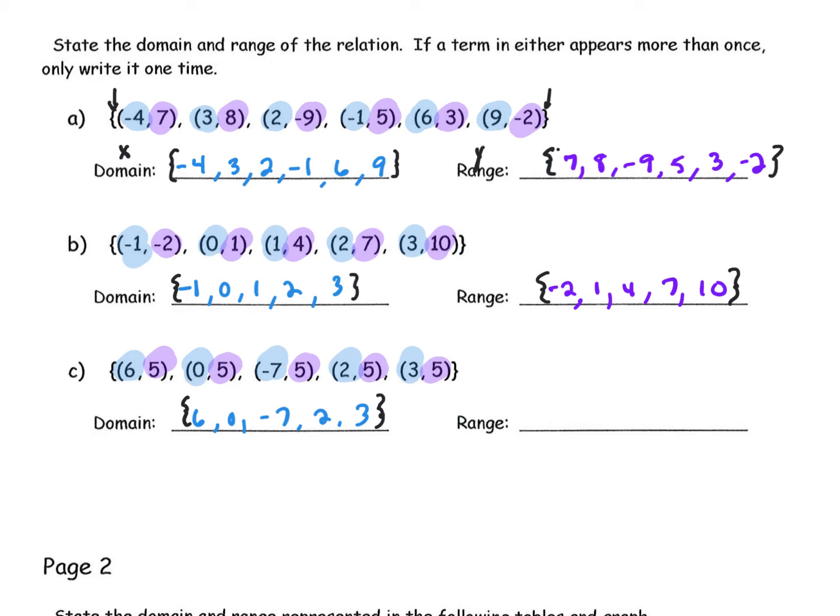So what was written up at the top? It said, if a term appears more than once, only write it one time. So we would just write 5. And we would still enclose it in a brace. And what this tells us is that if I see that I have 5 domain members right here, and I only have 1 range number, it means that that range number goes with every single member of the domain. All right, let's continue.